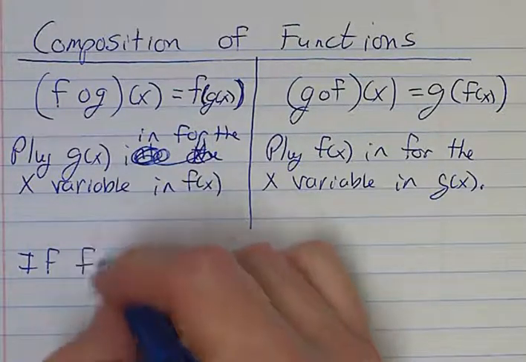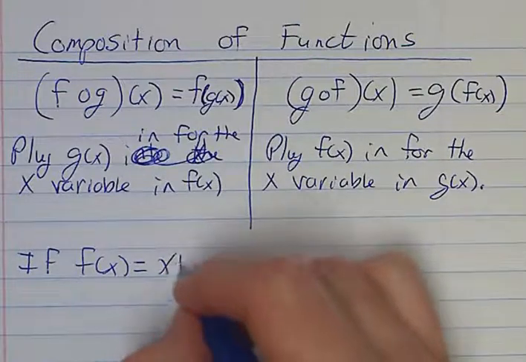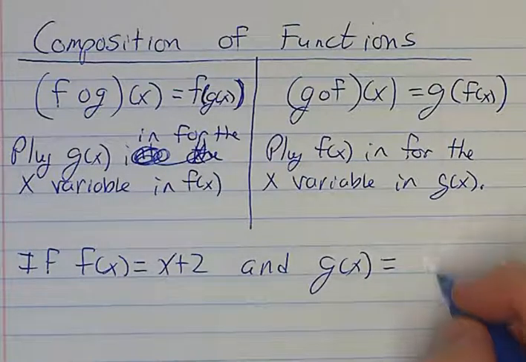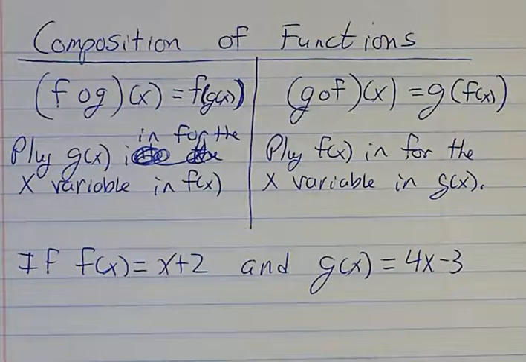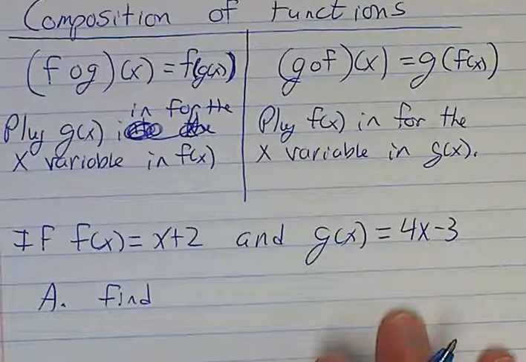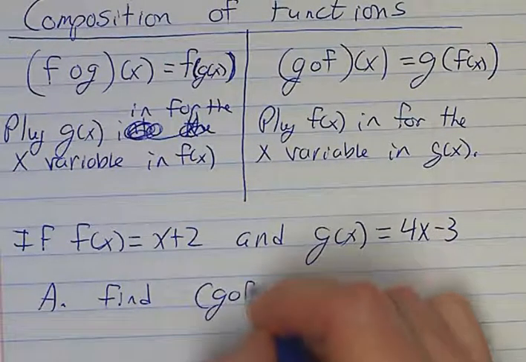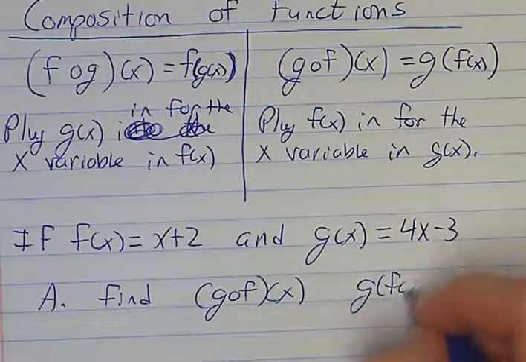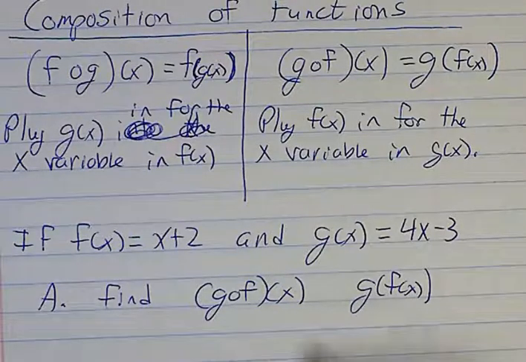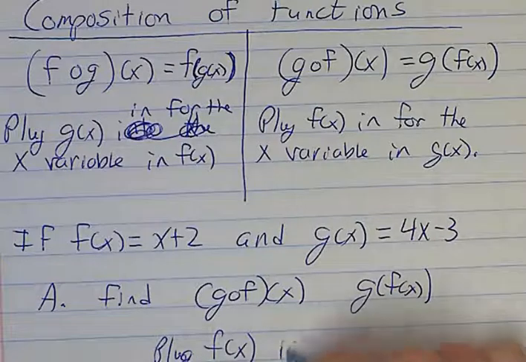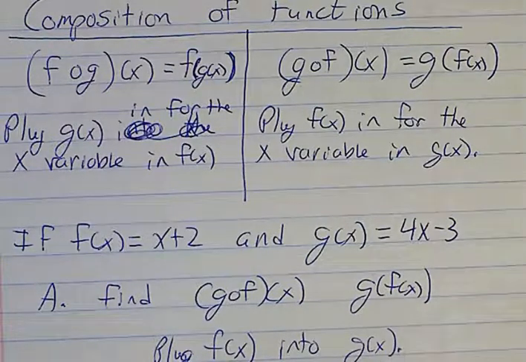If f of x is equal to x plus 2, and g of x is equal to 4x minus 3, we're going to find, for part A, g of f of x. Again, sometimes they'll write it like this. And the way I finally figured this one out was that when I had this, whatever's closest to the x, we're going to start with that. And you're going to plug f of x into g of x.